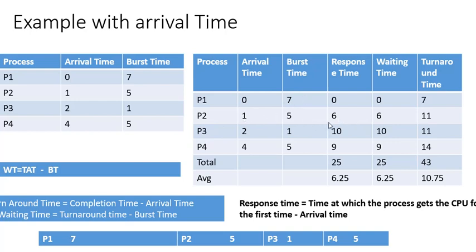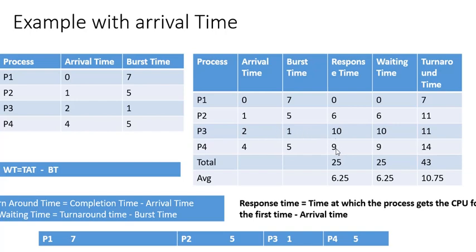Same way, now the third process, how to find out the response time? Say, for example, the first process completes at 7 units of time, the second process will complete in 5 units of time, so 7 plus 5, that is 12. And what is the arrival time of P3? That is 2. So 12 minus 2, that is 10. 7 plus 5, that is 12, is when process 3 will get the CPU for the first time, and arrival time is 2. So 12 minus 2 is 10.